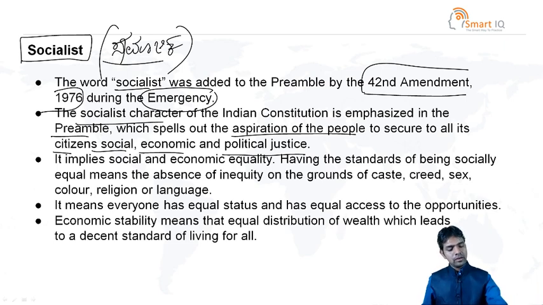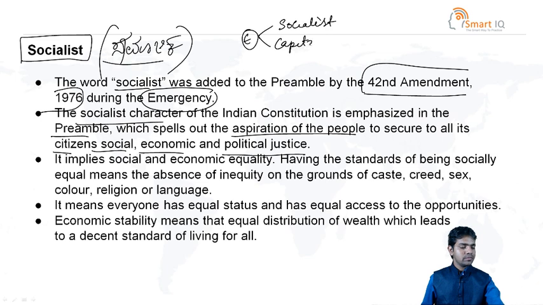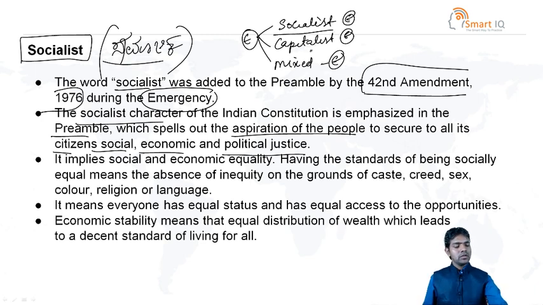So basically in economy we have to discuss that there are three kinds of economic systems practiced in the world. One is the socialist economic system, another one is the capitalist economic system, and the third one is the mixed economic system.